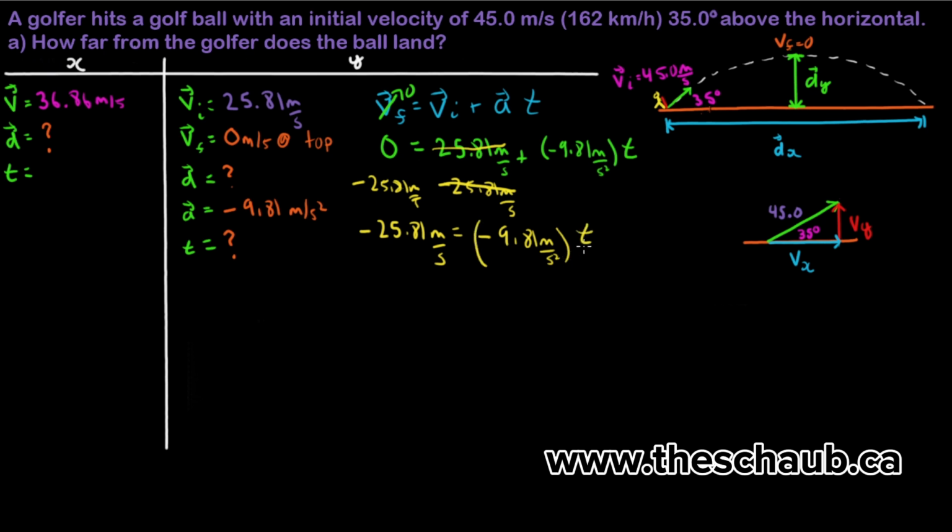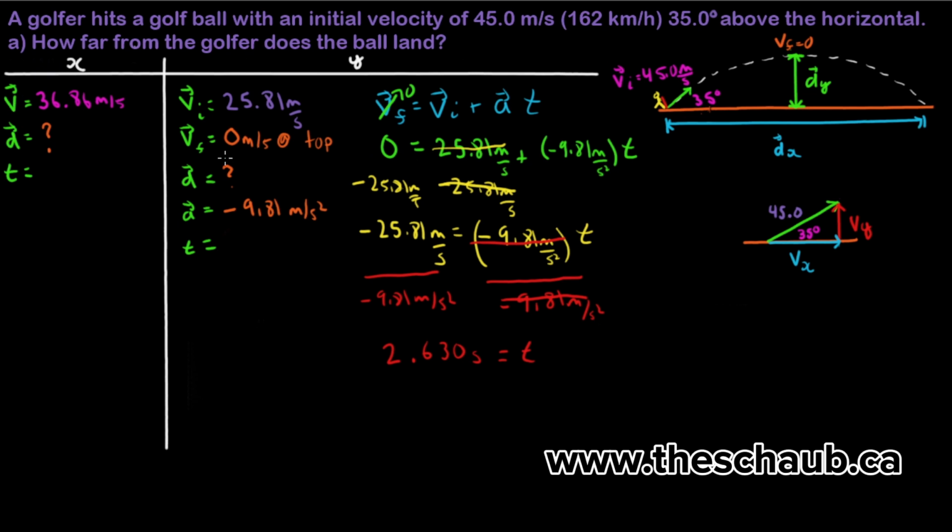The negative 9.81 is multiplying the t, so to get t all alone, we have to apply the opposite of multiplication, which is division. So we divide both sides by negative 9.81 meters per second squared. On this side, the negative 9.81 divided by the negative 9.81 equals 1. So we're just left with t. And on this side, negative 25.81 divided by negative 9.81 equals 2.630 seconds, and we'll keep an extra decimal point here to avoid some rounding errors.